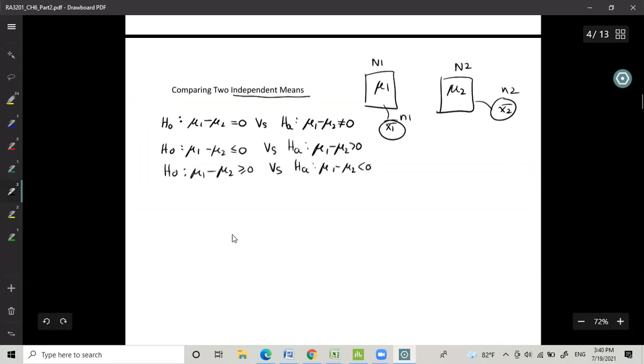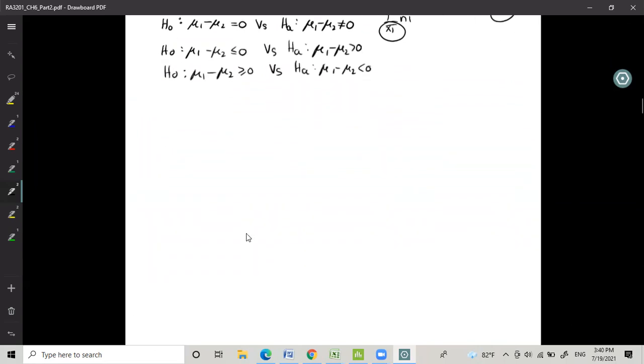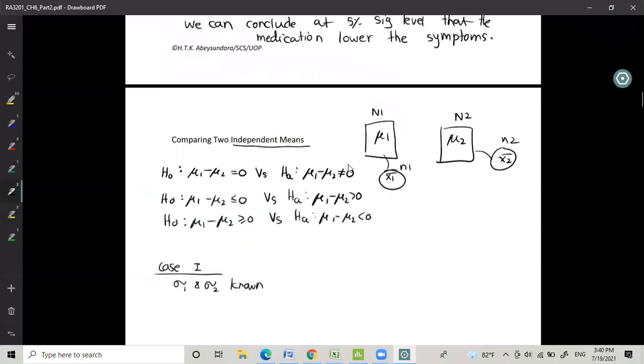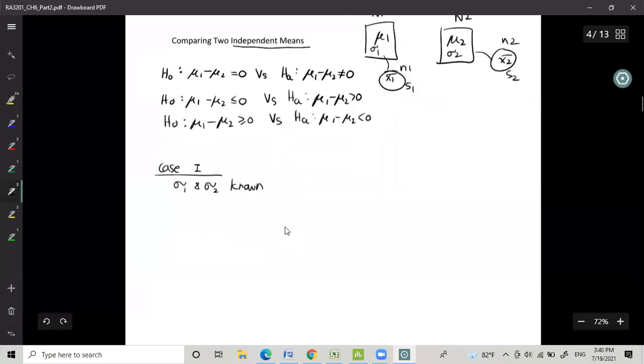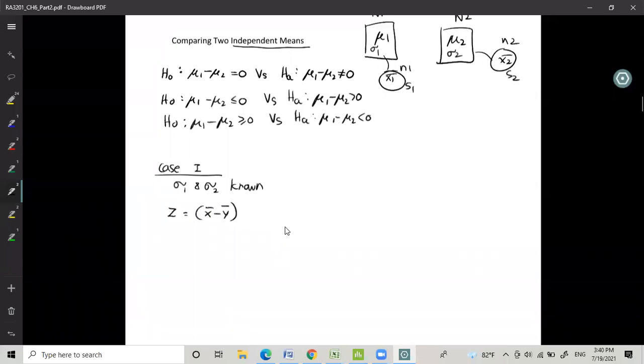Okay. Now remember, with the mean we have something extra about the cases, right? Case 1, sigma 1 and sigma 2 known. Okay, so both should be known, right? If at least one is unknown, well, you have to go for a third case, right? If sigma 1 and sigma 2 both are known, you'll end up with the Z curve. And what we see here is 0, so I'll write 0. It's very similar to the proportions test. And here's the standard error.